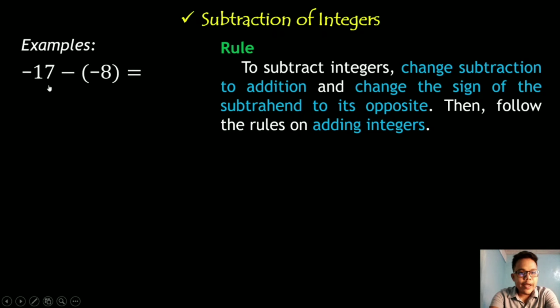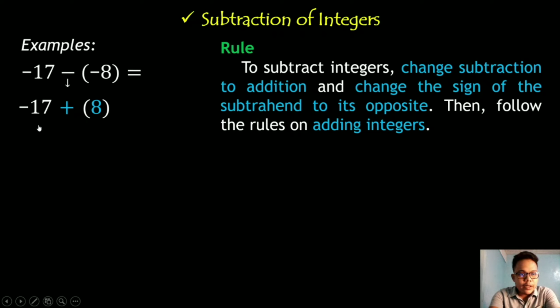To subtract negative 17 and negative 8, ang una natin gagawin is to change subtraction to addition. And we also change the sign of the subtrahend. So from negative 8, magiging positive 8 or 8. And we just copy negative 17. Ang gagawin na natin is to add negative 17 and 8.